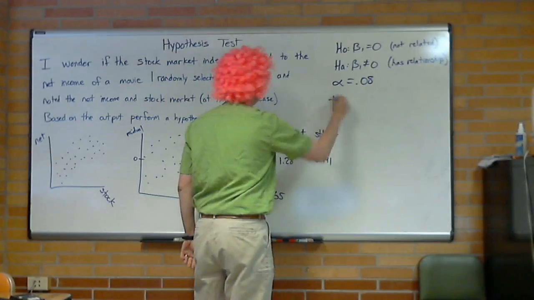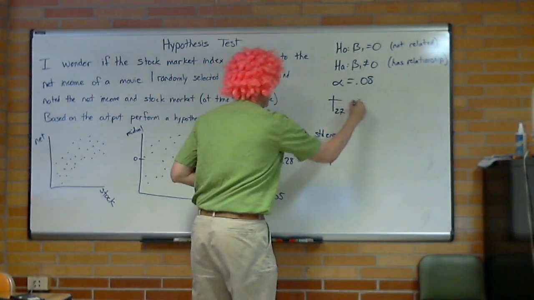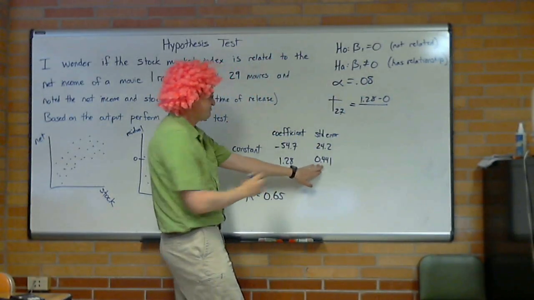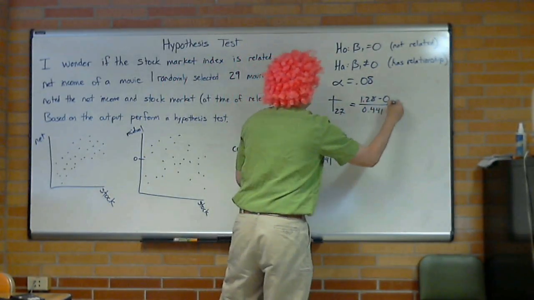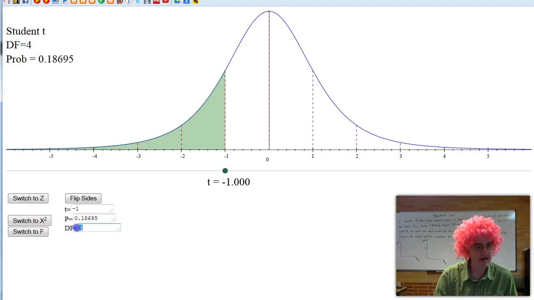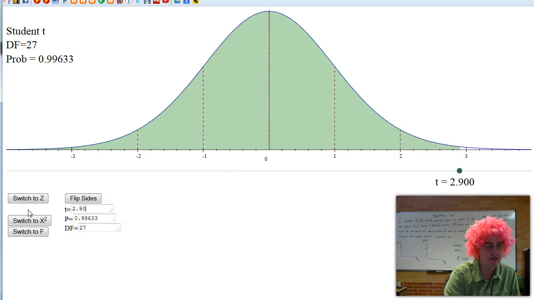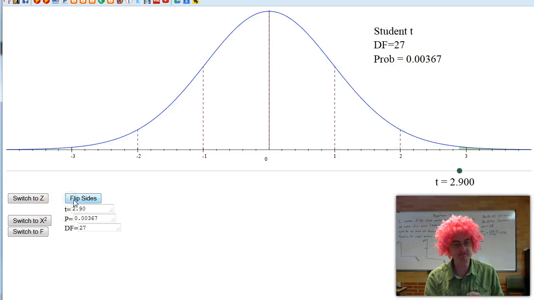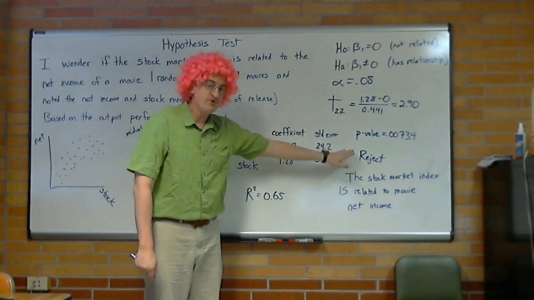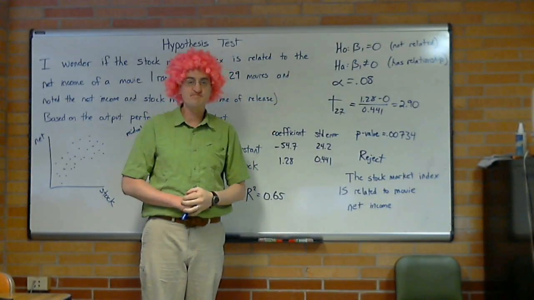Next, I'm going to do a t-score, which will have 27 degrees of freedom, n minus 2. And my t-score is going to be 1.28 divided by 0.441, which gives me 2.90. Plugging that into my t-applet with 27 degrees of freedom, 2.90. This is a two-tailed test, so I want to flip it and take that number and double it, which is 0.00734. So I would reject my null hypothesis and conclude there is a relationship between stock market and movie index.